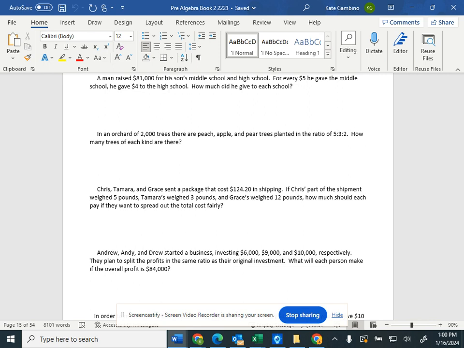Kaylin? So would the ratio be 4 to 5? Or 5 to 4? 5 to 4. Middle school comes first, so it would be 5 to 4. So it would be 5n plus 4n equals 9n. What is 9n equal to?